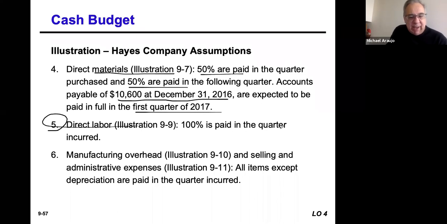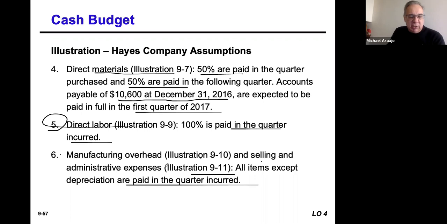Direct labor is paid when it happens, okay? Because I doubt you would want to work for a company that says, hey, work for me this month, I'll give you half this month and half next month. I don't think anyone would want to work for a company like that, okay? So they're paying everything in full. Manufacturing overhead, again, is the budget on that illustration here. Selling and administrative expenses, which the budget is shown here. All of these items are paid in the quarter they happen. Okay. So again, we have to find out what our overhead and our selling and administrative expenses are, because that amount of money, along with direct labor, is happening in the quarter it happened. It's getting paid.